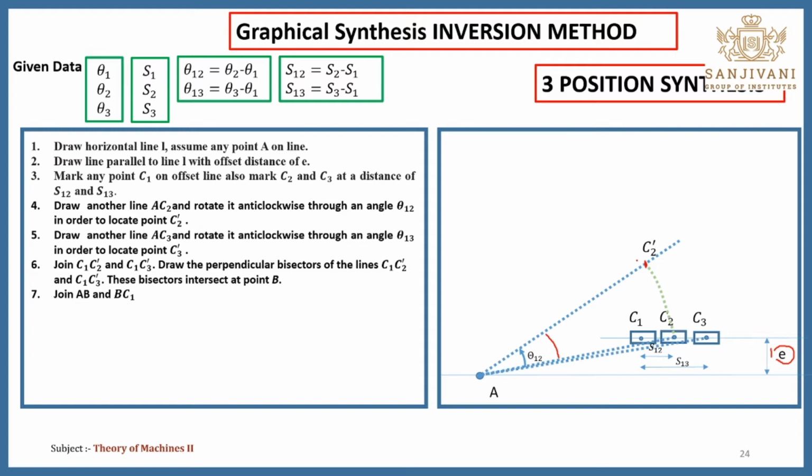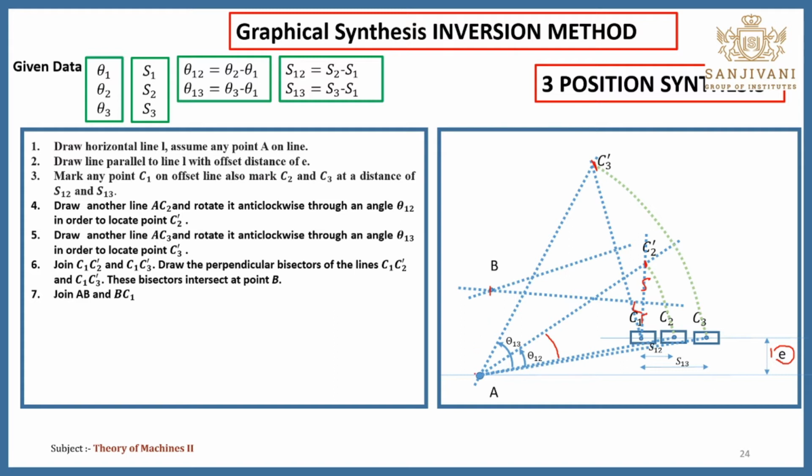Next, again you have to join AC3. You have to draw one arc and one inclined line. These two intersect at a common point. That common point is the C3 dash, when you take this angle of theta 1,3. Now you have to join C1, C2 dash, and draw one perpendicular bisector. Again you have to join C1, C3 dash, and draw the second perpendicular bisector. These two intersect at a common point, and that common point is B.